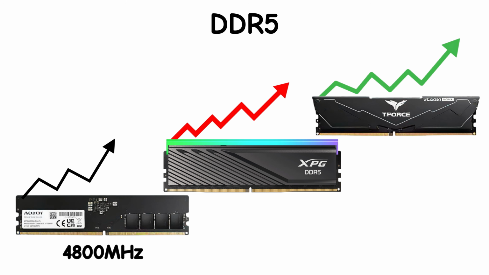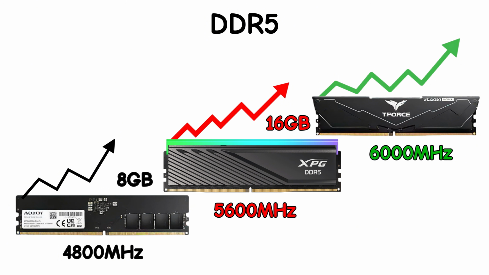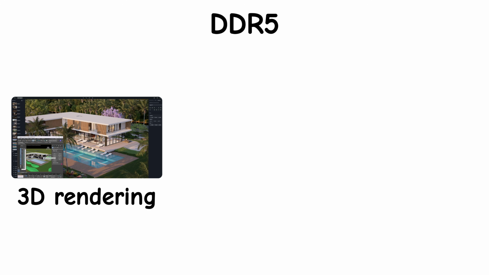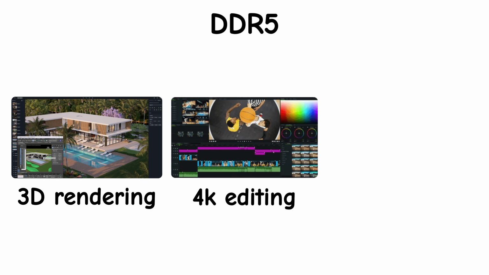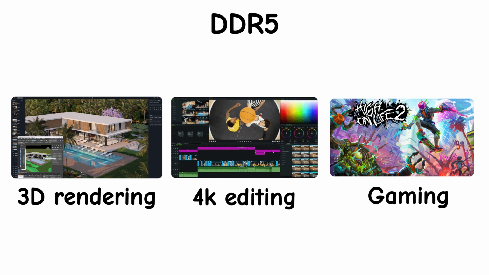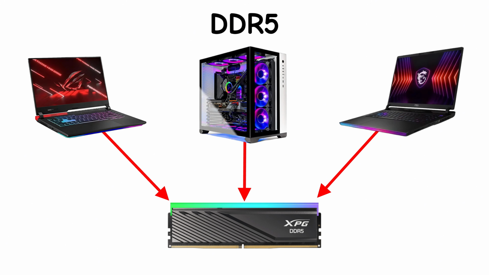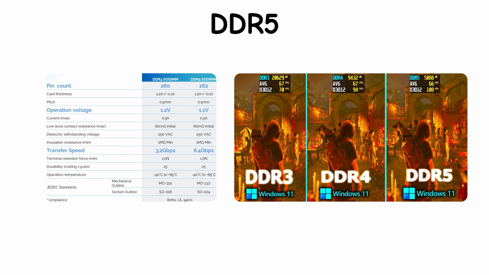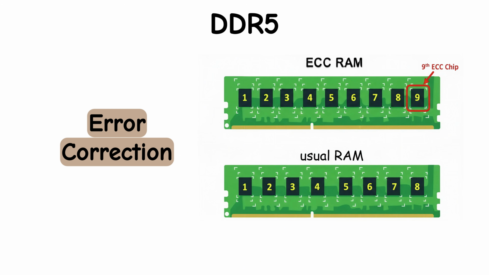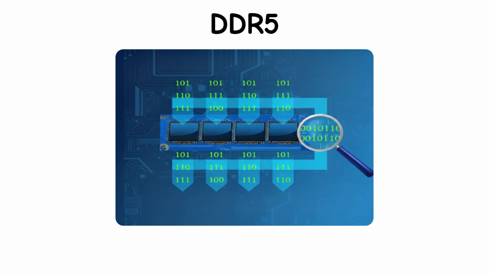DDR5. DDR5 came out in 2020 as the high-end option for demanding workloads. It starts around 4,800 MHz and goes up to around 6,000 MHz or more, and it comes in larger capacities like 8 gigabytes, 16 gigabytes, or 32 gigabytes per stick. This is useful for heavy tasks like 3D rendering, 4K video editing, and high-end gaming, which is why many performance laptops and gaming PCs use DDR5 now. With the same setup, demanding games often perform better with DDR5 than with DDR4, especially in situations where memory speed matters. DDR5 also includes on-die error correction features inside the chip, which helps catch and fix small internal data issues during long or heavy workloads.